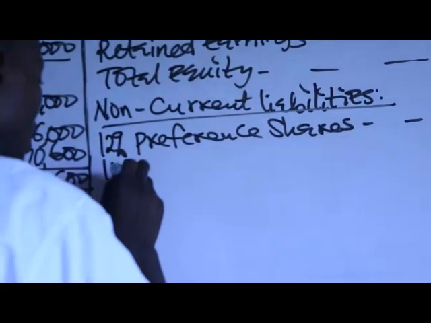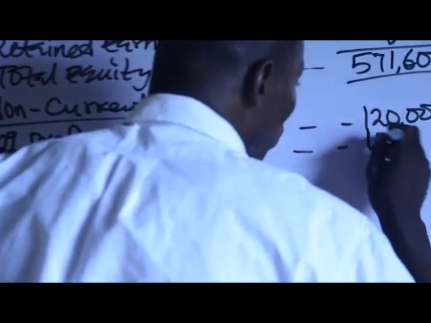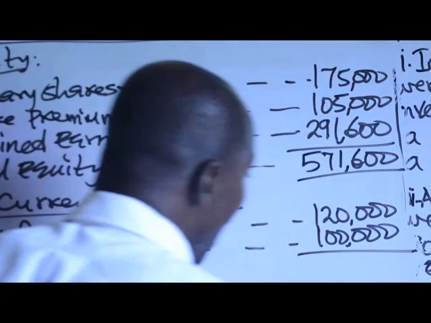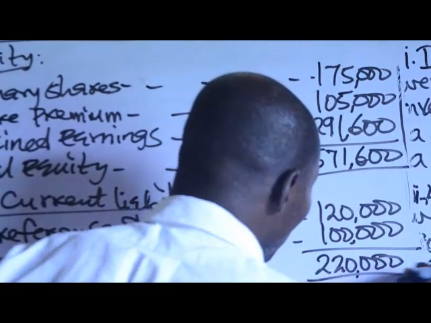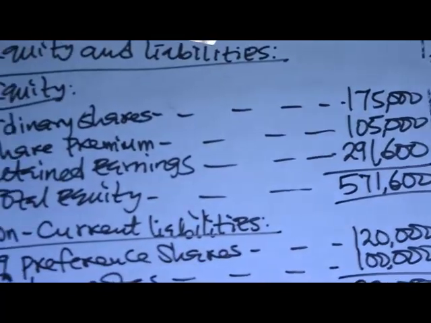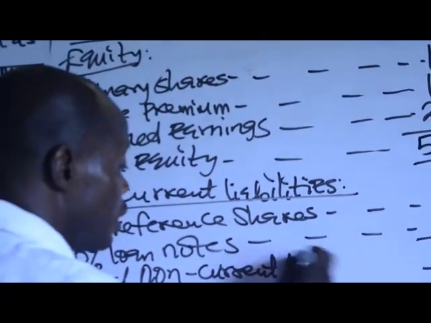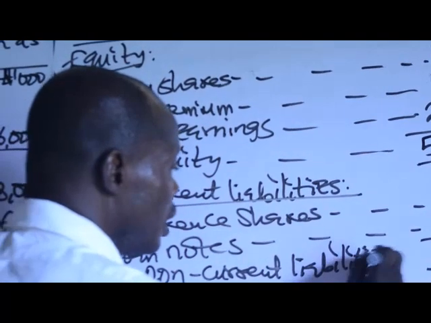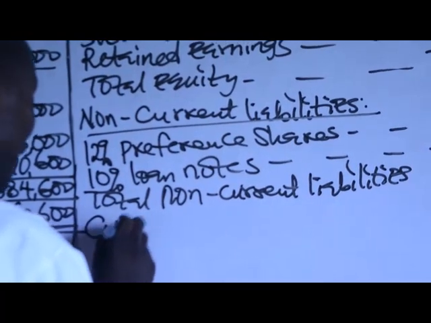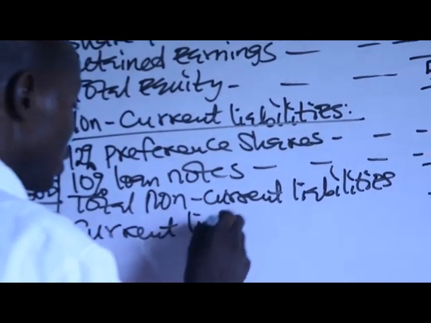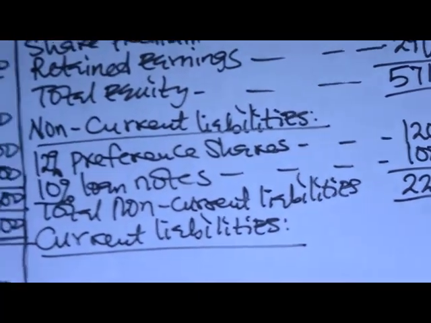If you add up 120,000 and 100,000, you have 220,000. That is our total non-current liabilities. After non-current liabilities, the next item should be the current liabilities. Back to the trial balance.